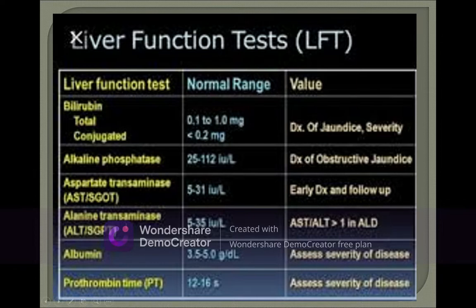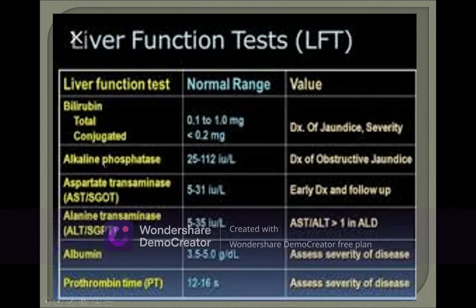If they are increased, it means hepatocellular jaundice. It means cholestasis has occurred. It means destruction of the liver cells. It is hepatic jaundice. These enzymes are very important.